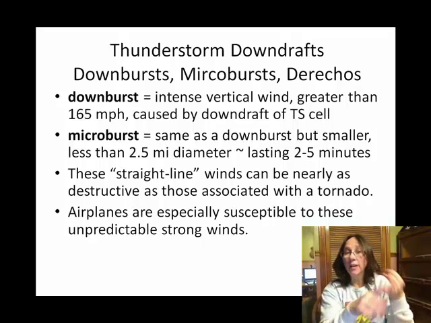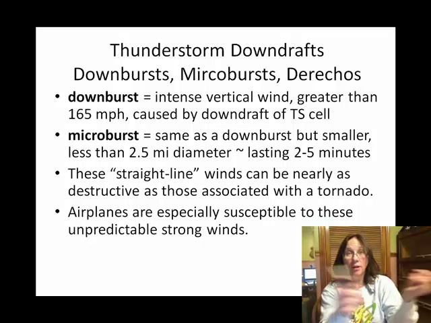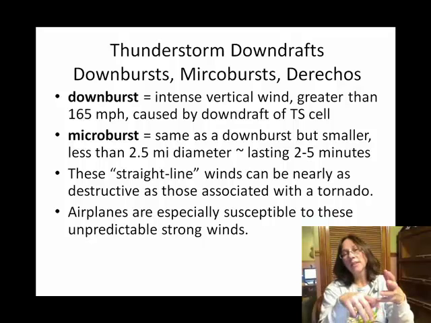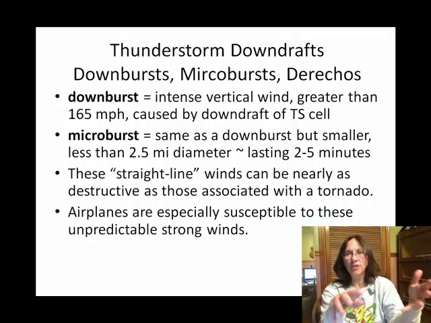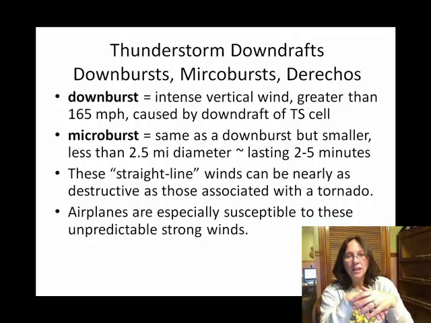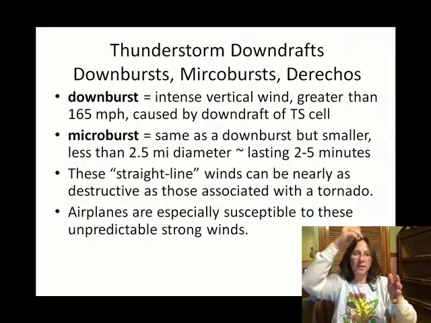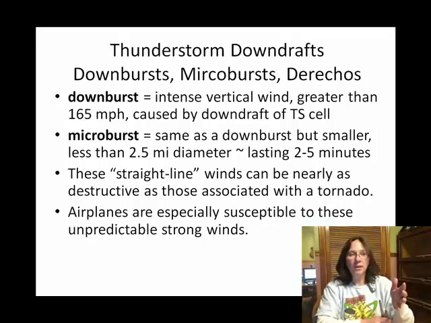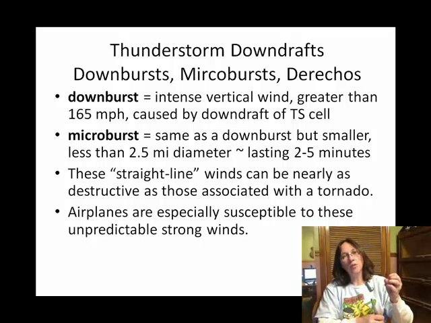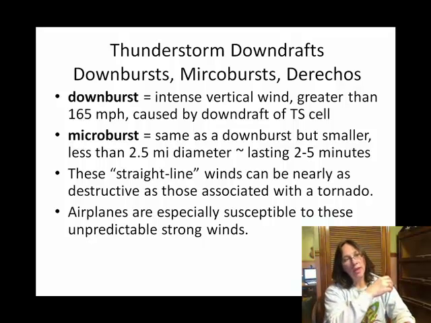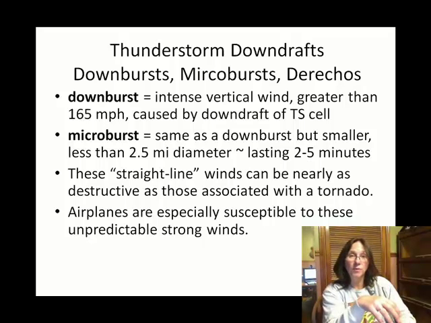Downburst and microburst, very similar. Downburst a little bit larger, microburst a little bit smaller. And one of the things I didn't include in my lecture notes this semester was something called a derecho. And actually, that is another straight line wind and vertical wind, and it's usually associated with a squall line of thunderstorms.